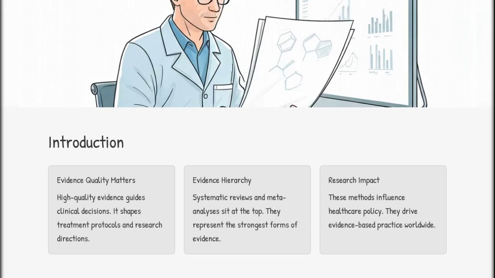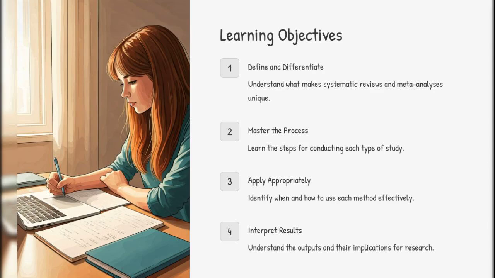Why does evidence matter? Because every clinical decision should stand on solid ground. At the apex of this evidence pyramid lie systematic reviews and meta-analyses. These tools don't just summarize research. They shape healthcare decisions and global policy. By the end of this precise, highly beneficial tutorial, you will be able to clearly differentiate systematic reviews from meta-analyses, master their step-by-step methodology, know when to apply each, and confidently interpret their outcomes in scientific practice.